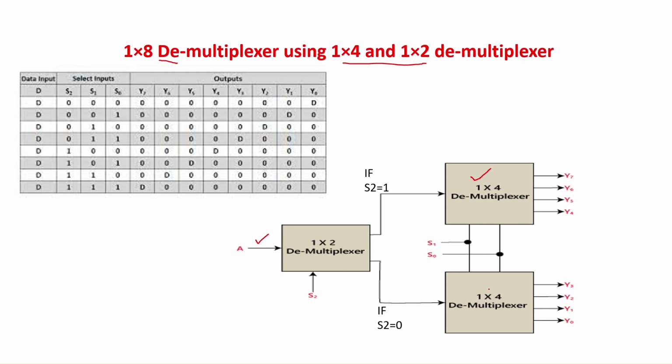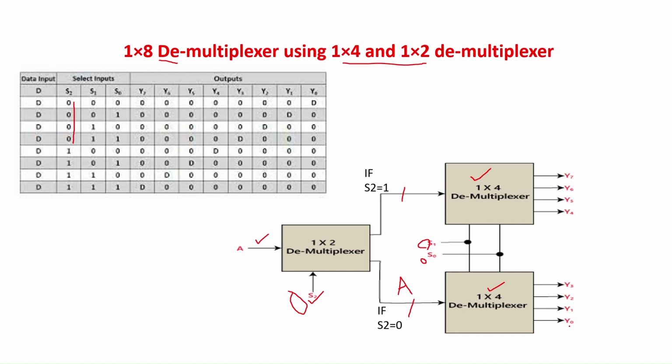If the selection input S2 equal to 0, the applied input will appear across this line. When the selection input S2 equal to 1, the applied input A will appear across this line. So let us realize this circuit using this truth table. When S2 equal to 0, the input A will appear across this line. When both S1 and S0 are equal to 0, the applied input A will appear across this output line Y0. The decimal equivalent of 0, 0 is 0, so the applied input A will appear across this output line Y0.